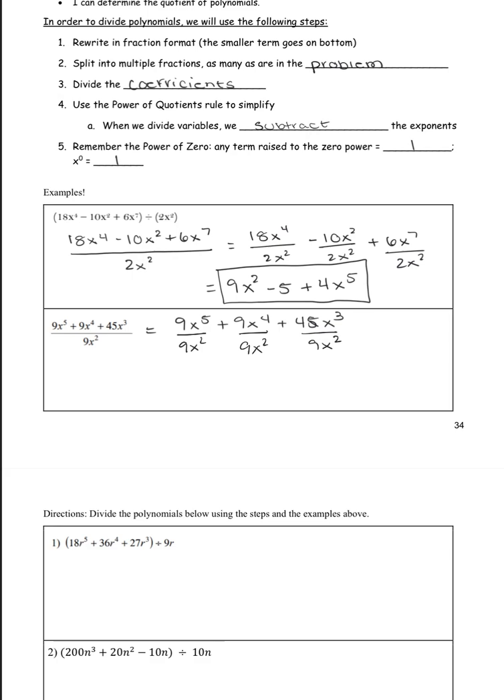All right, 9 divided by 9 is 1. x to the 5th and x squared is x cubed. Again, 9 divided by 9 is 1. x to the 4th and x squared, using our exponent rules, gives you x squared. And then you have 45 divided by 9, which is plus 5, or a positive 5. x cubed divided by x squared, and you just get x.